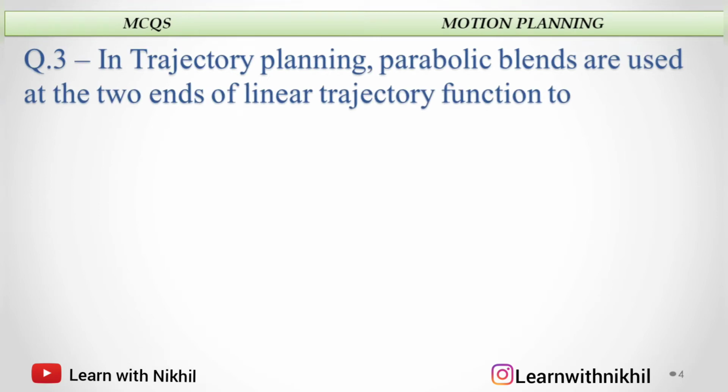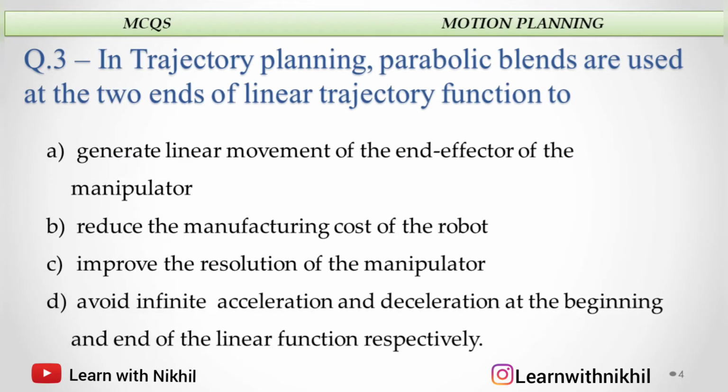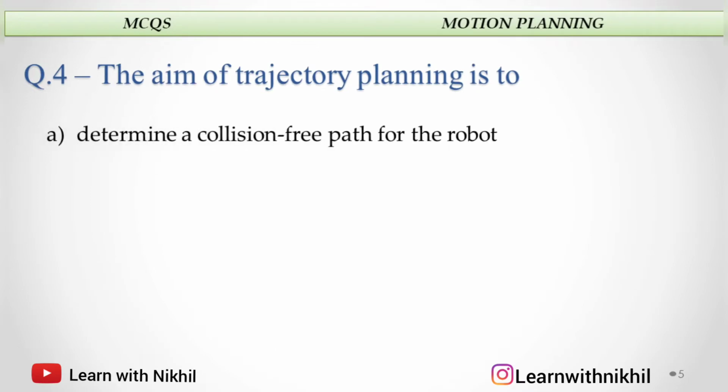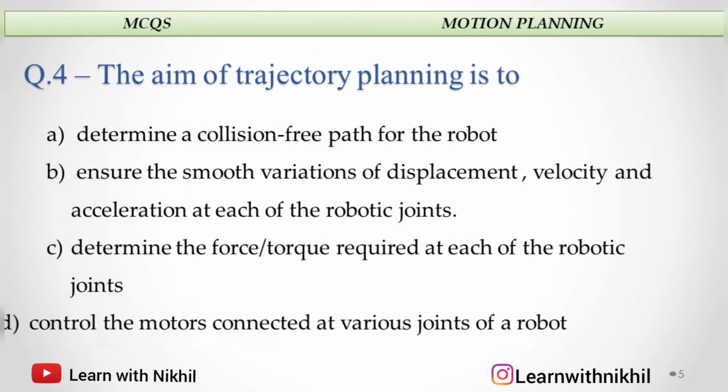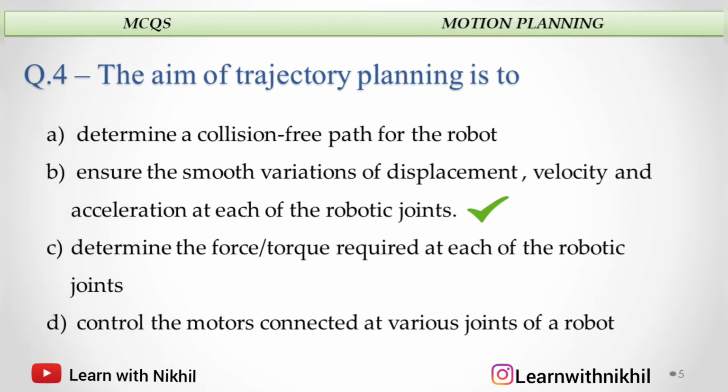Next, in trajectory planning, parabolic blends are used at the two ends of linear trajectory function to avoid infinite acceleration and deacceleration at the beginning and the end of the linear function respectively. The aim of the trajectory planning is to ensure the smooth variations of displacement, velocity and acceleration at each of the robotic joints.